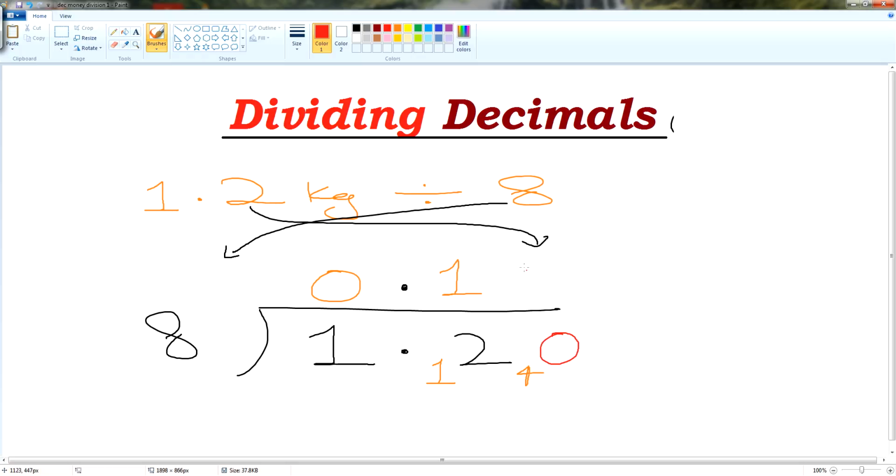How many 8 go into 40 now? 5. So the final answer for this question is that the weight of each slice is 0.15 kilogram. Thank you for joining us today on these division questions. And that's the end of our video.